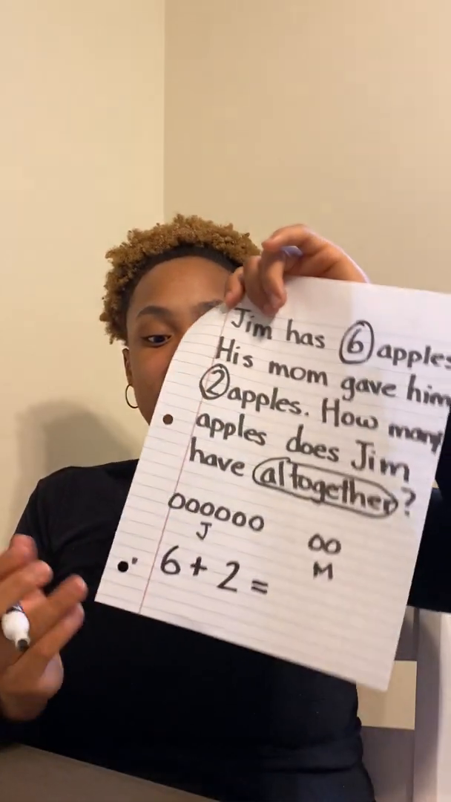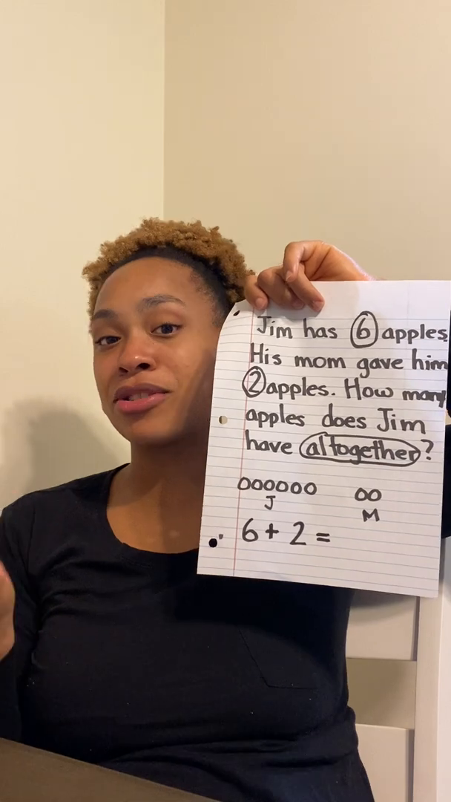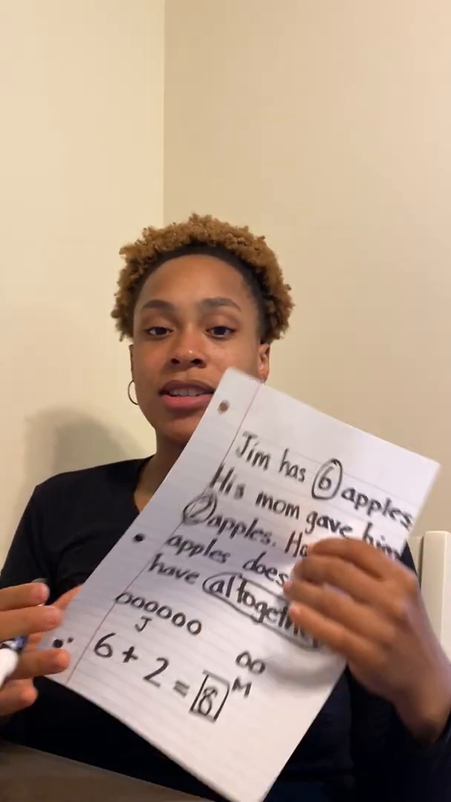Now, got my D out the way. Now the W in RDW stands for write a number sentence. So basically, what plus what equals what? I have 6. So Jim had 6 apples plus the 2 apples that his mom gave him. You can now solve the problem. Either count all together, or if you already know what 6 plus 2 is, you write the answer down. 6 plus 2 equals 8. So he has 8 apples altogether.